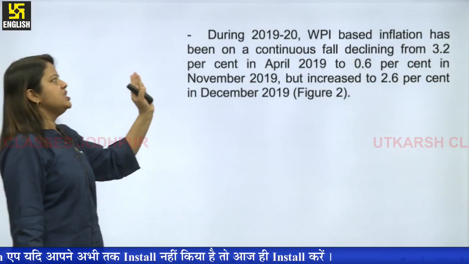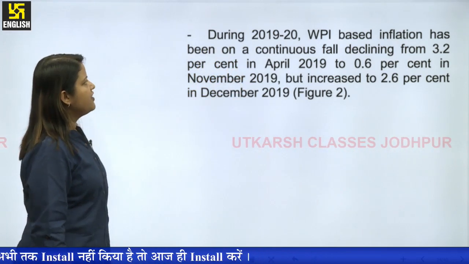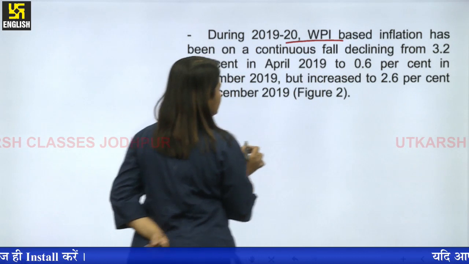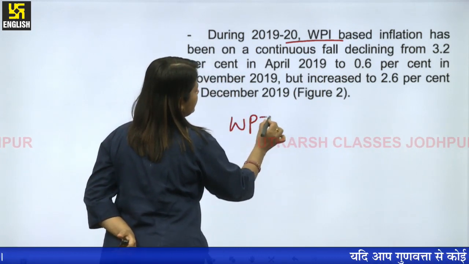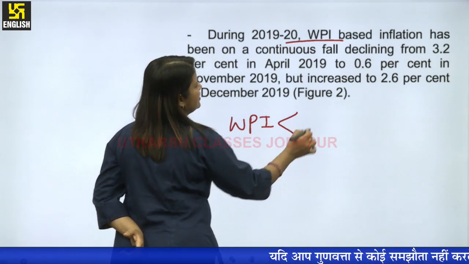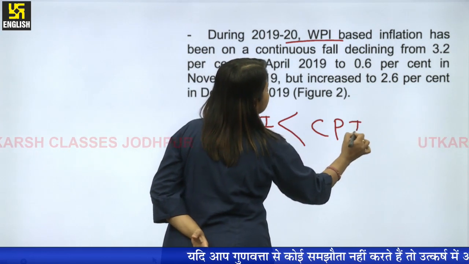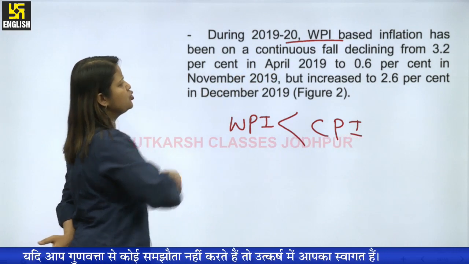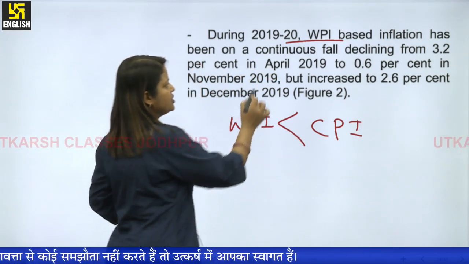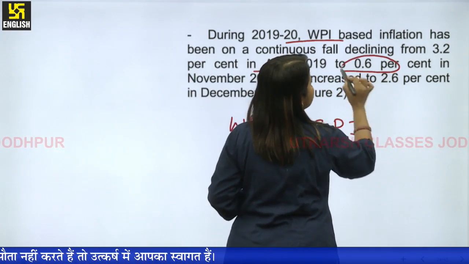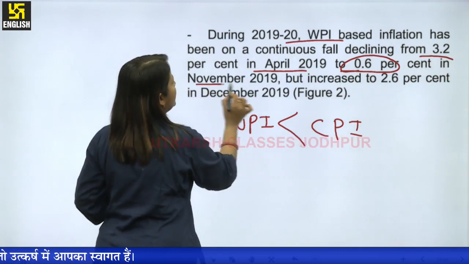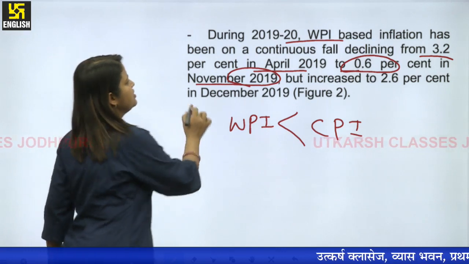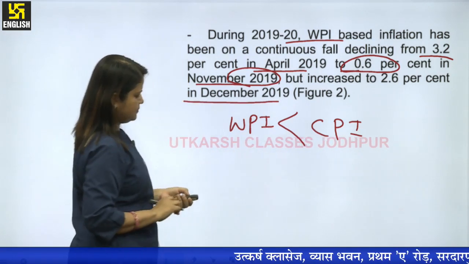During 2019-20, wholesale price index based inflation has been on a continuous fall. WPI inflation, as I have told you, is lower than the consumer price index. It has seen a continuous fall, declining from 3.2% in April 2019 to 0.6% in November 2019, but it increased to 2.6% in December 2019.